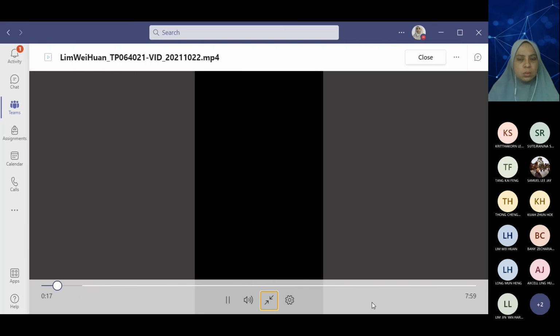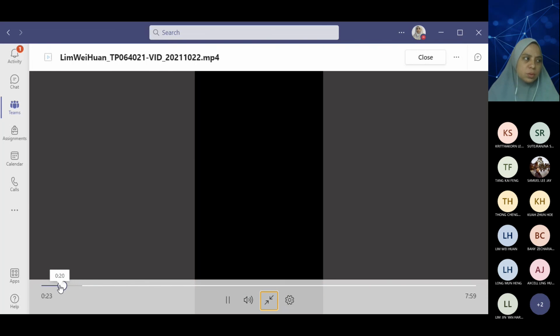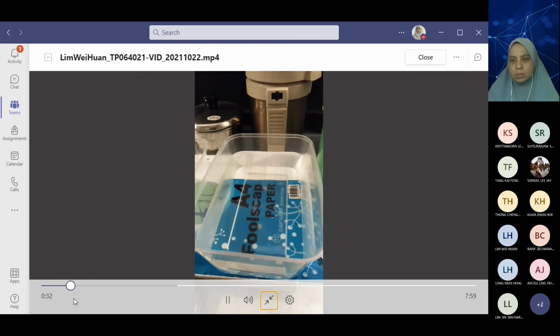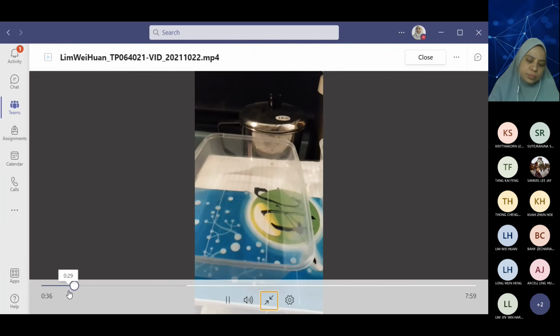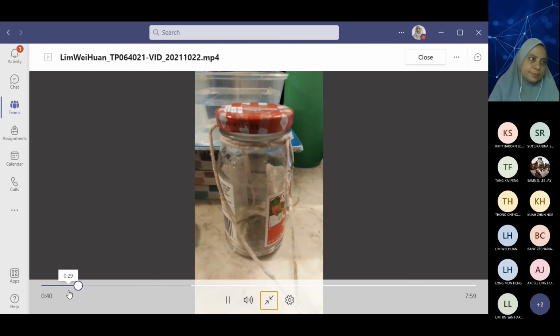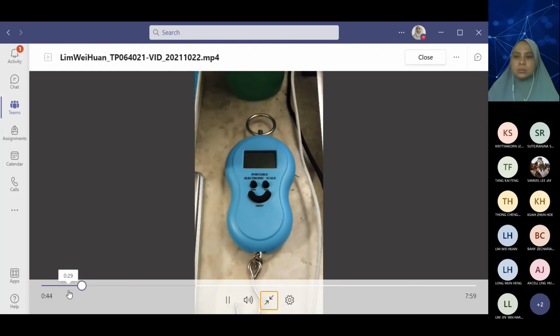Archimedes said, when a body is immersed fully or partially in a fluid, it experiences an upward force that is equal to the weight of the fluid displaced. How does it work? All you need is a plastic container filled with two-thirds of water, an empty plastic container, a glass jar tied with a string, a digital scale, and a spring balance.